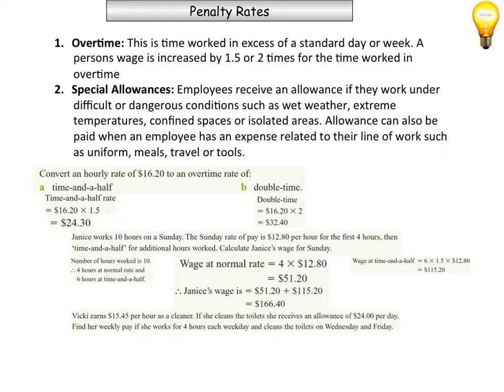Right, Vicky earns $15.45 per hour as a cleaner. If she cleans toilets, she receives an allowance of $24 per day. Find her weekly pay if she works for 4 hours each weekday and cleans the toilets on Wednesday and Friday.